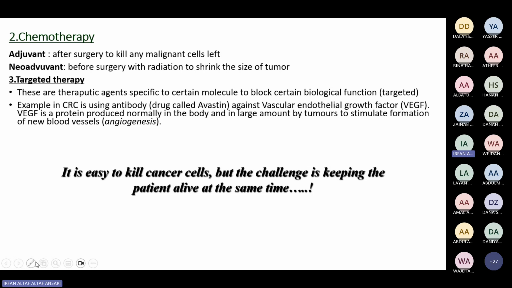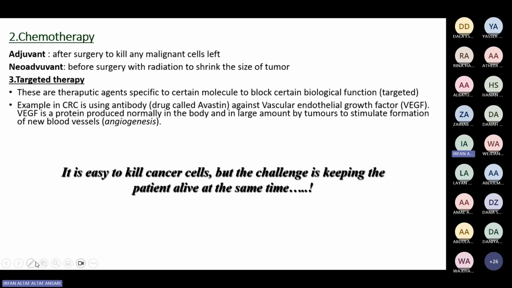Chemotherapy: you have adjuvant after surgery to kill, neoadjuvant before surgery as well as after surgery. You have targeted therapy, a lot of studies are going on to research the genes, to see if you can target any of the genes and stop the tumor. So with the help of targeted therapy, chemotherapy and radiotherapy, you can very easily kill the cancer cells.